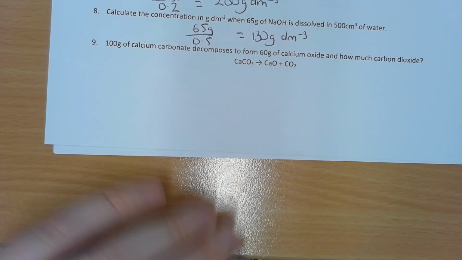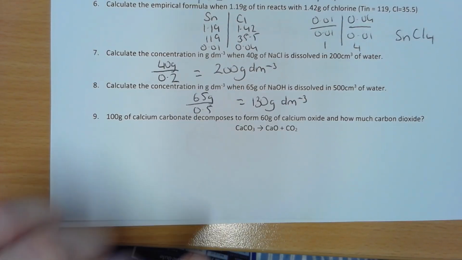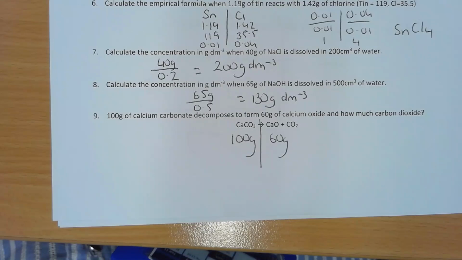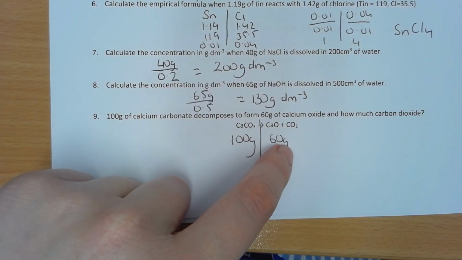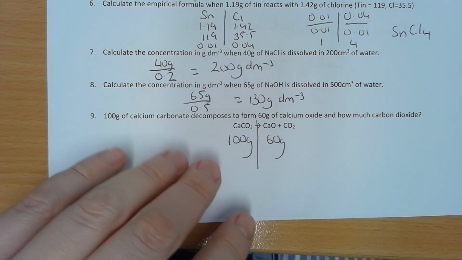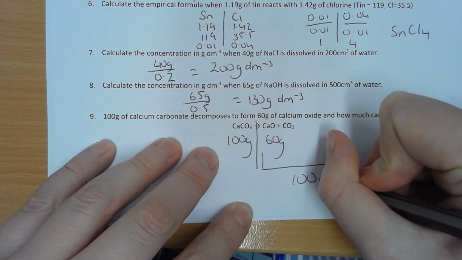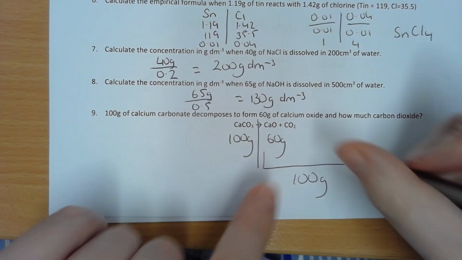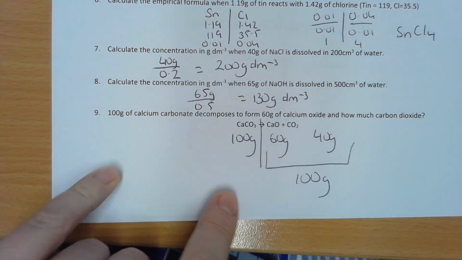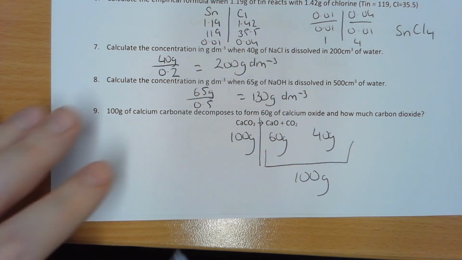Right, final question. Just do this for me, please. All right, so I've got 100 grams on the left. That means I must have 100 grams on the right. At the moment, I've only got 60. I need to have 100. 100 minus 60 is 40. That means the CO2 must be 40.